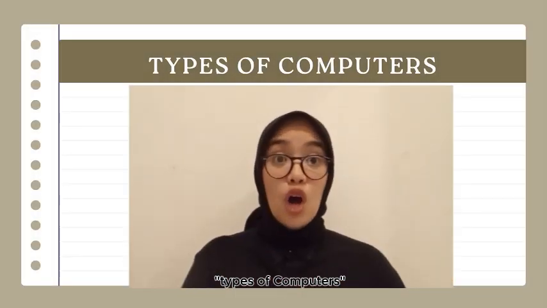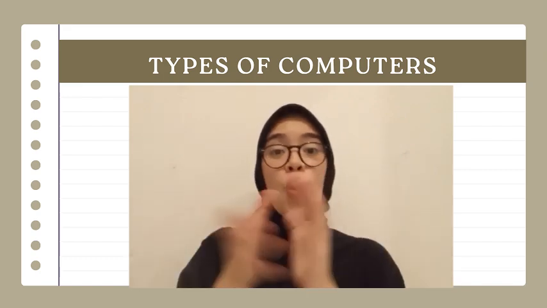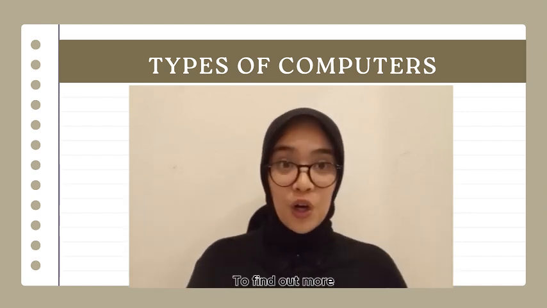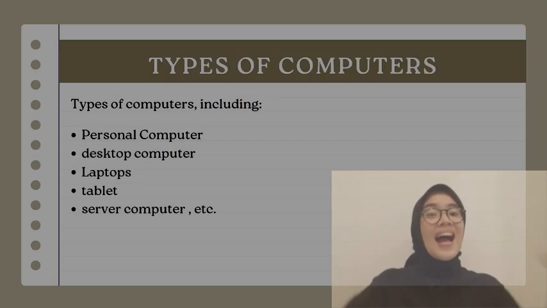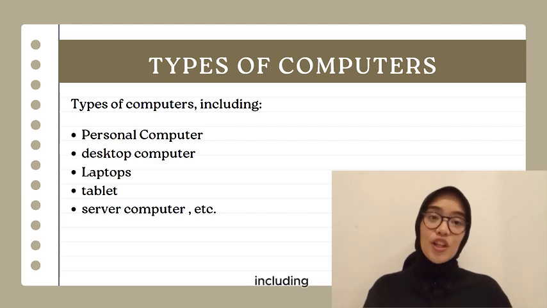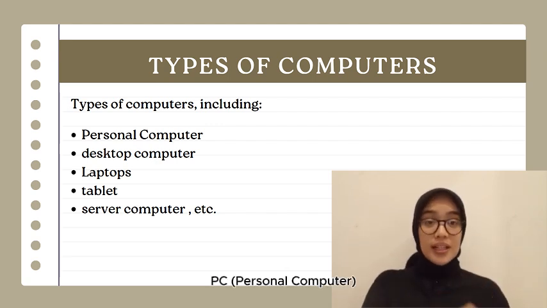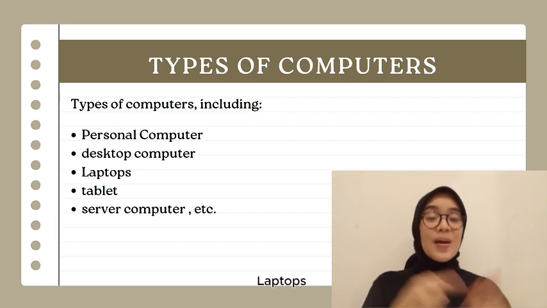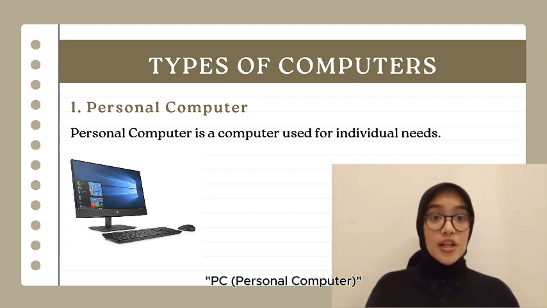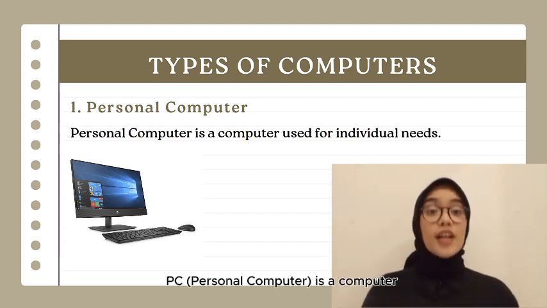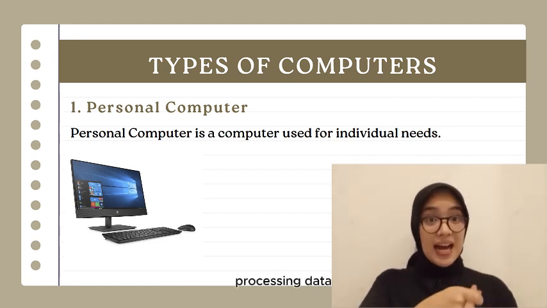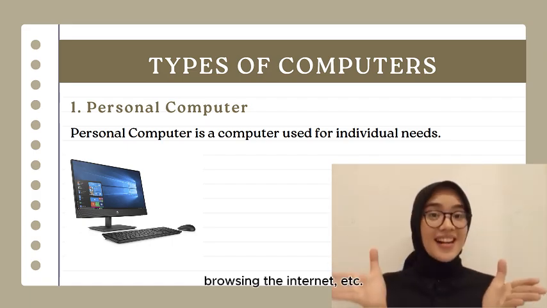Next, types of computers. First of all, what are the types of computers? To find out more, let's learn together. Computers come in many different types and sizes, including PC or personal computer, desktop, laptop, tablet, server computer, etc. 1. PC or personal computer is a computer used for individual needs such as processing data, browsing the internet, etc.